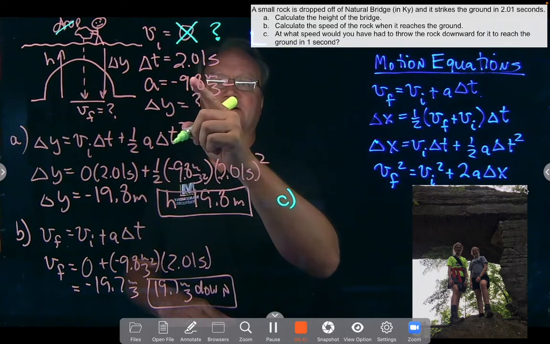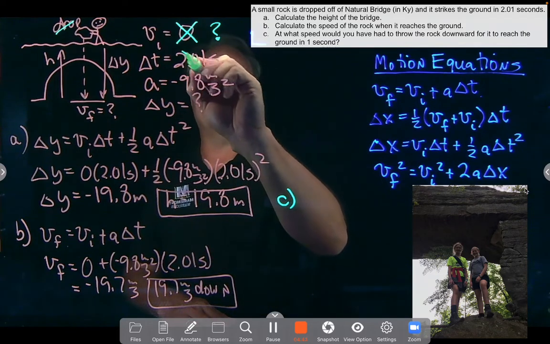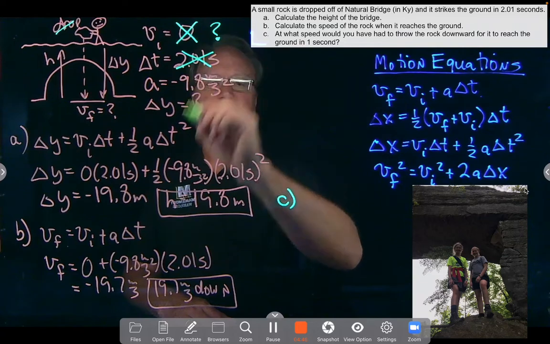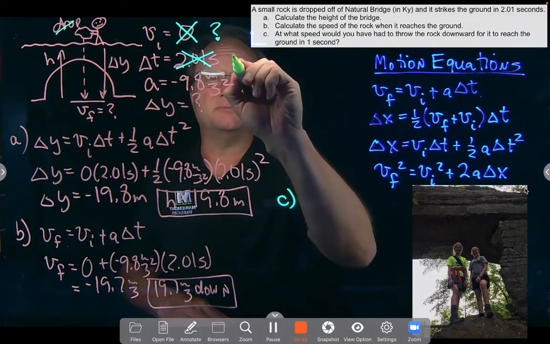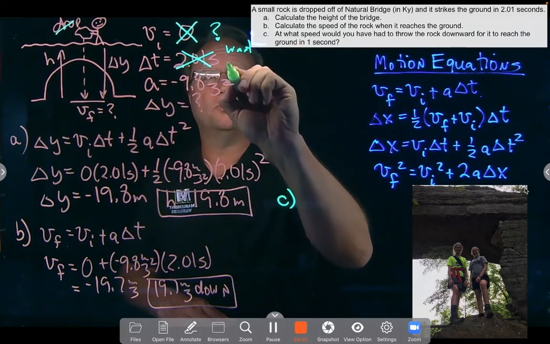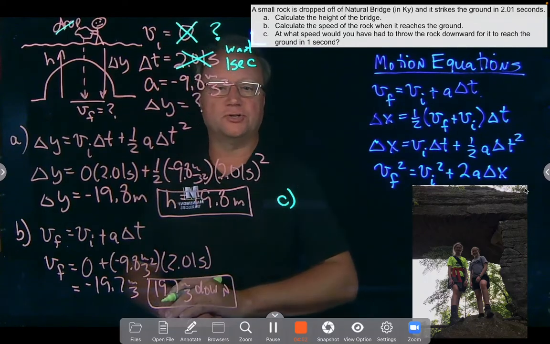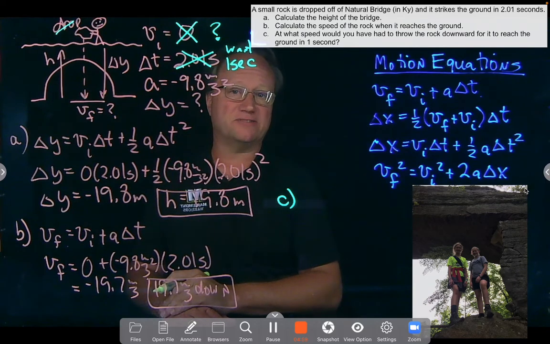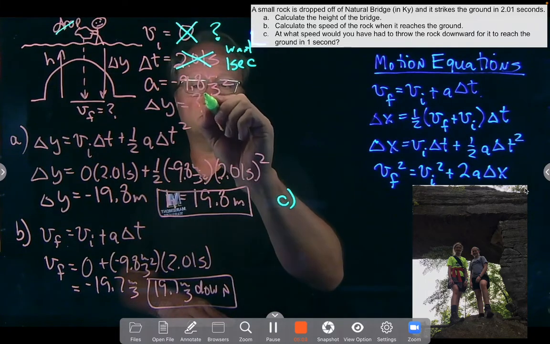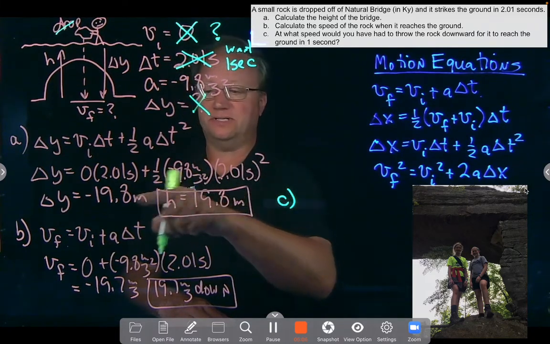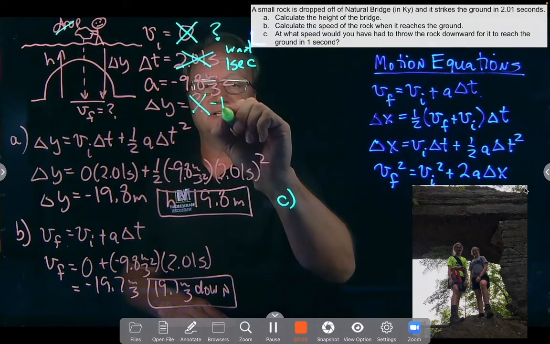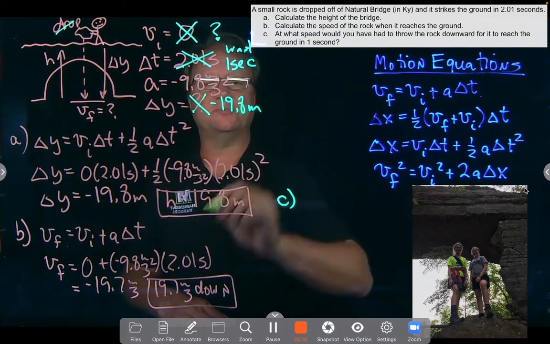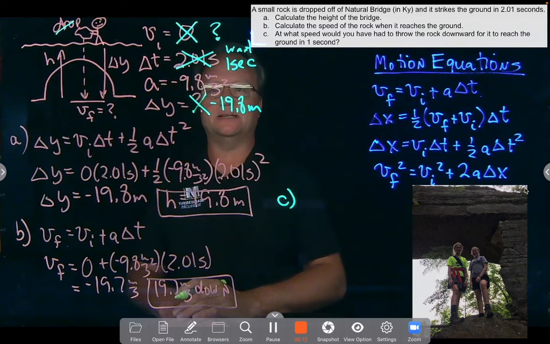If we throw it downward, it's certainly going to take less time to reach the ground. In fact, we want the time to be 1 second. So then our time period is 1 second. After it leaves our hand and before it strikes the ground, the only thing acting on it is gravity, so we can still use negative 9.8. And our delta y is not an unknown. It's going to be the same bridge, so it's still the negative 19.8 meters that we found in part A.